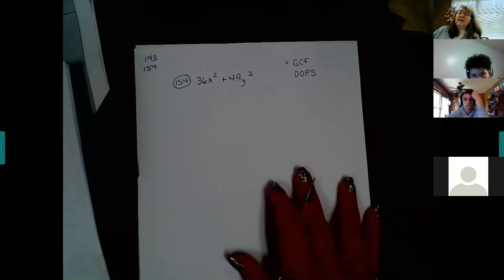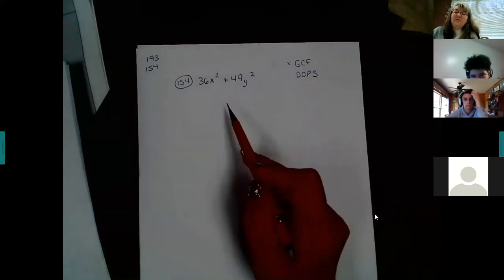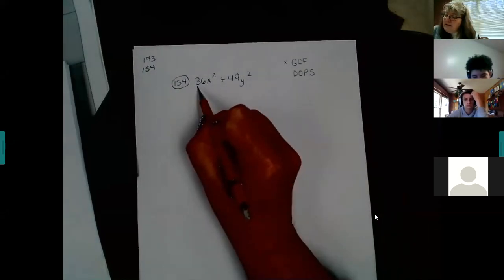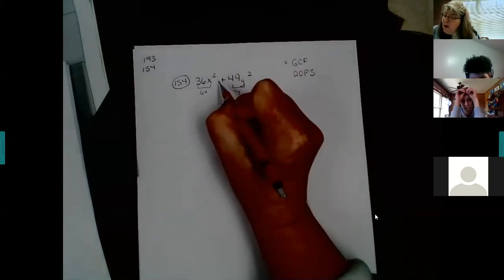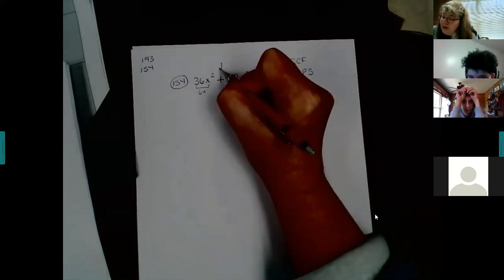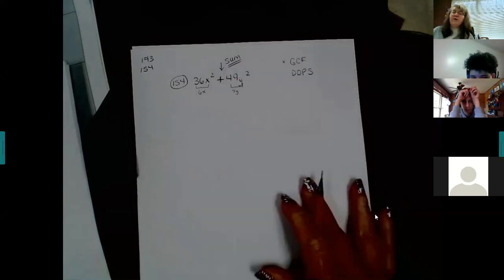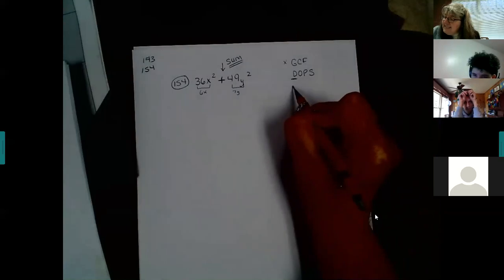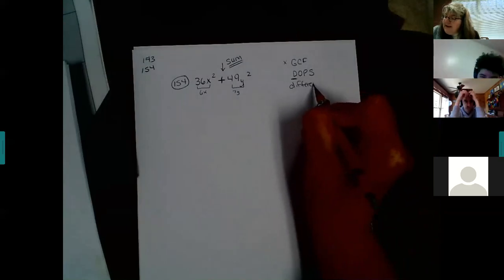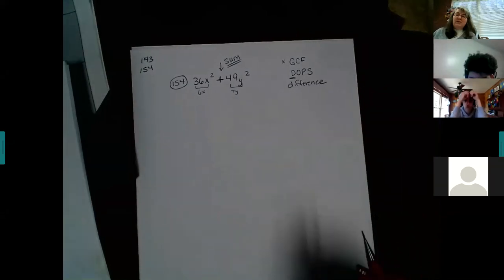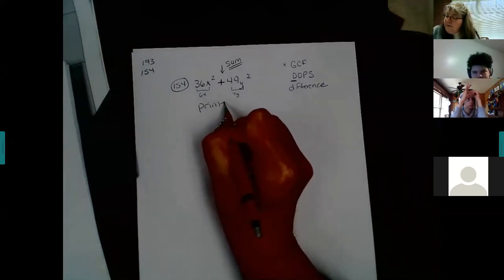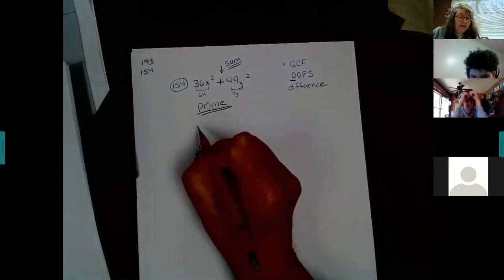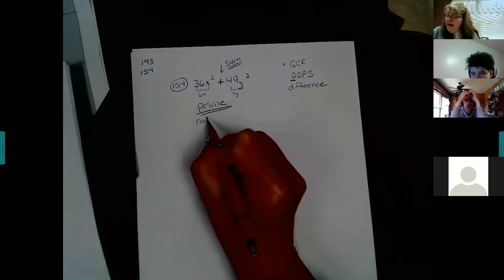Love you, Mom. Okay. So Chloe correctly responded why this one's not factorable. This is a square, yes. 6x plus 7y. No, you cannot factor it because it is a sum. You can only factor if it is a difference. Difference of perfect squares factors. This is a sum of perfect squares. Sum of perfect squares does not factor. It is prime, not factorable.